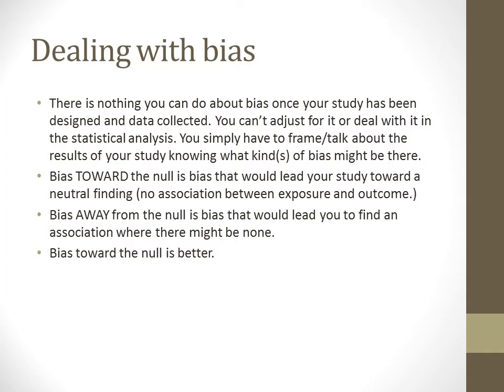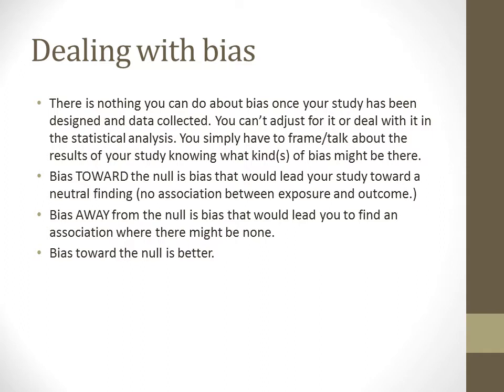And there's two kinds of bias. Bias toward the null is bias that would lead your study toward a neutral finding. In other words, it would make it more likely that you would find that there's no association between your exposure and your outcome. Bias away from the null is bias that would lead you to find an association where there might be none.